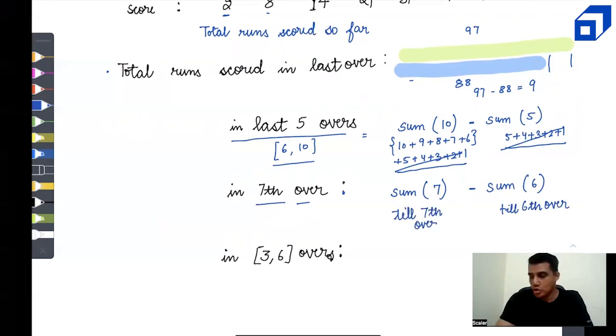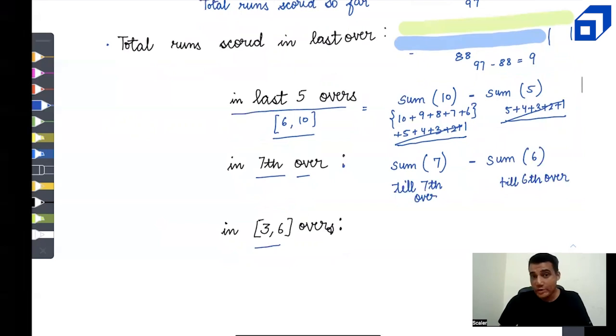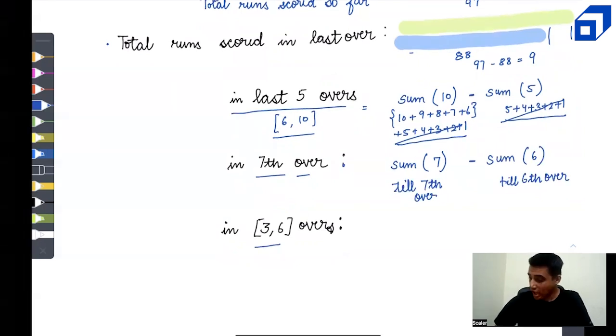Similarly, if somebody asks you what is the total number of runs scored between the 3rd and 6th overs, how are you going to solve this? You are going to say, find me the total number of runs scored at the end of 6 overs and subtract from it the total number of runs scored in the first 2 overs.